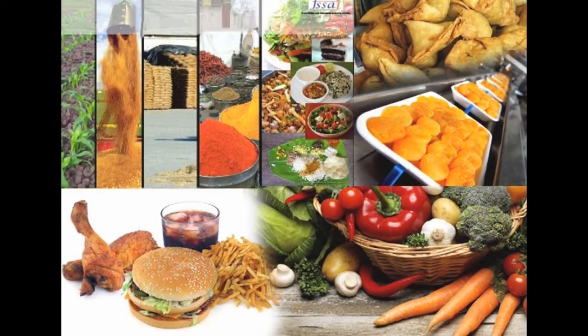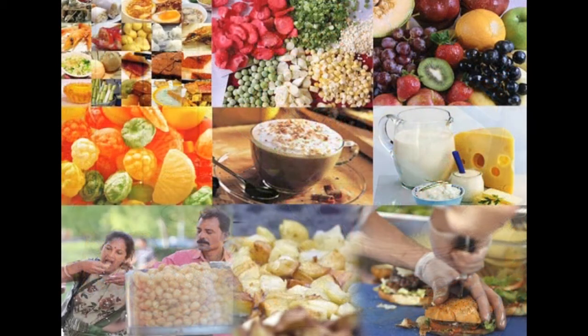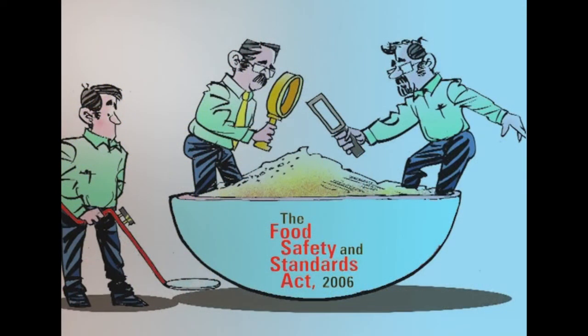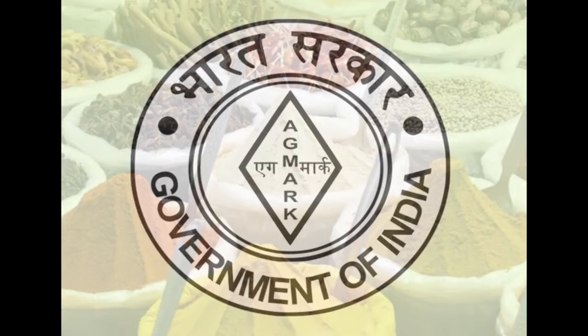Let us now study the FPO mark. The FPO mark is a certification mark mandatory on all processed fruit products sold in India, such as packaged fruit beverages, fruit jams, crushes and squashes, pickles, dehydrated fruit products, and fruit extracts, following the Food Safety and Standards Act of 2006. Let us now study AGMARK.